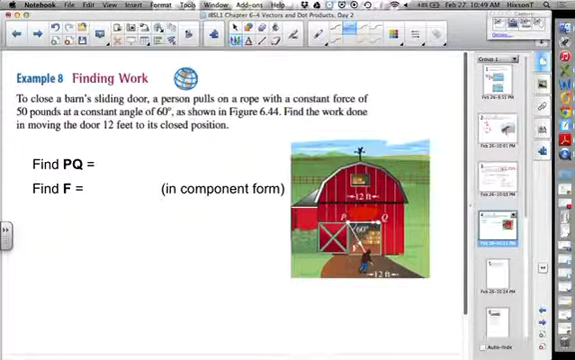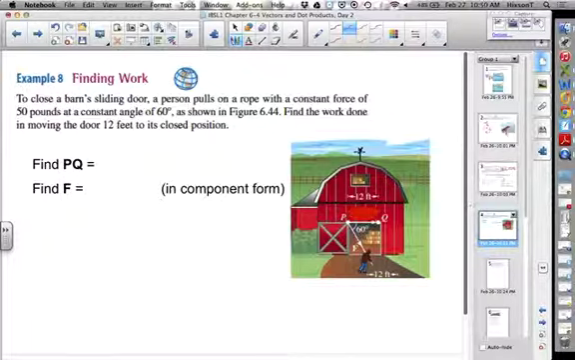Now, let's read the whole problem and then we'll get into that. It says, to close a barn sliding door, a person pulls on a rope with a constant force of 50 pounds at a constant angle of 60 degrees, as shown in the picture. Find the work done in moving the door 12 feet to its closed position.